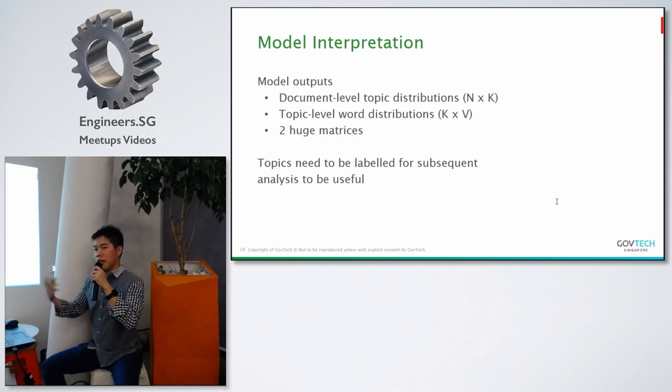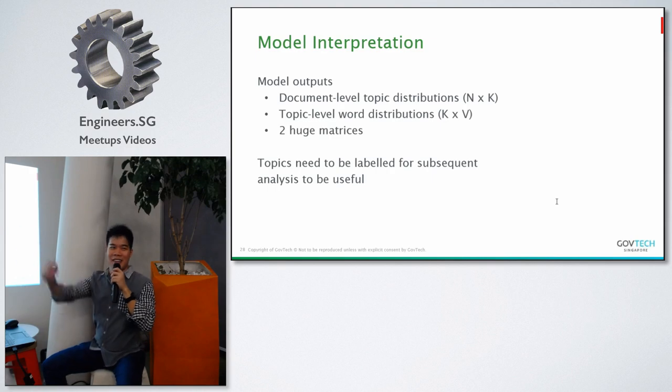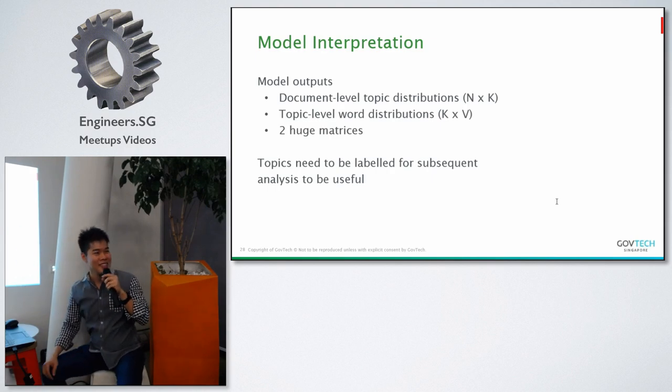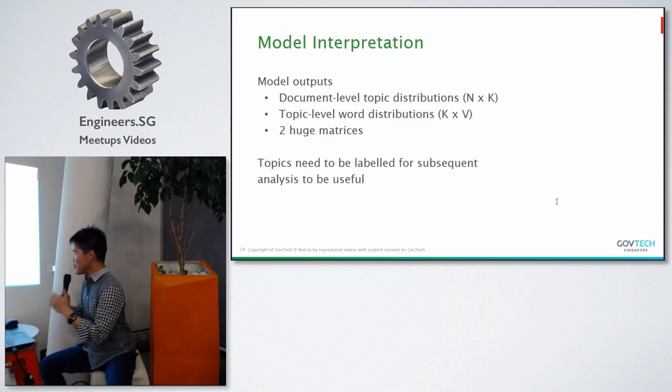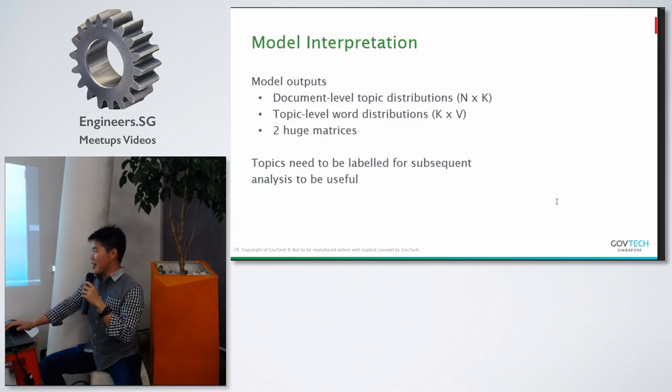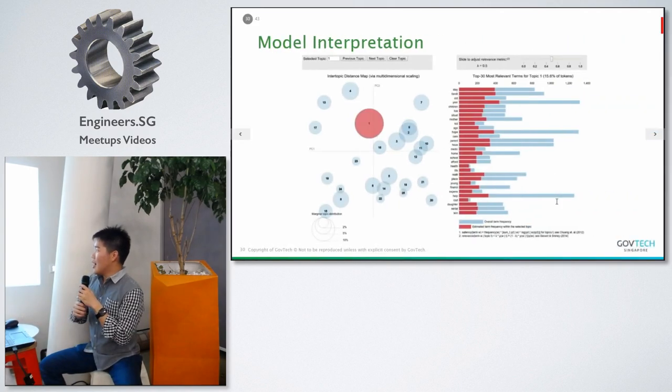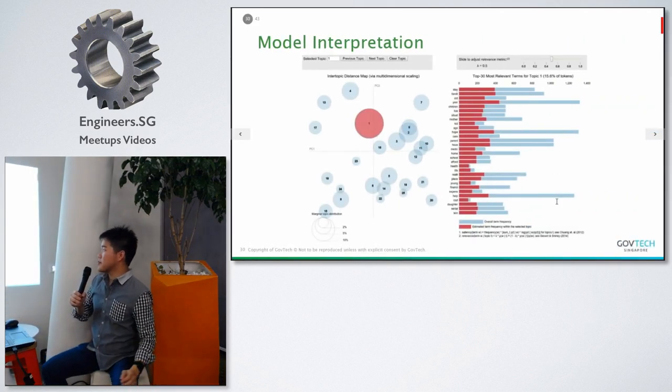So I need to be able to hand over the output to them in a way that they can interpret. I cannot just hand them these two metrics and say, now you all go and see what you can do with this. It's not going to work. So what I did was to do a visualization.